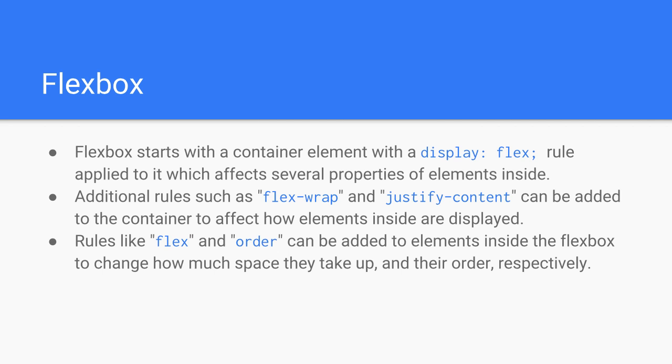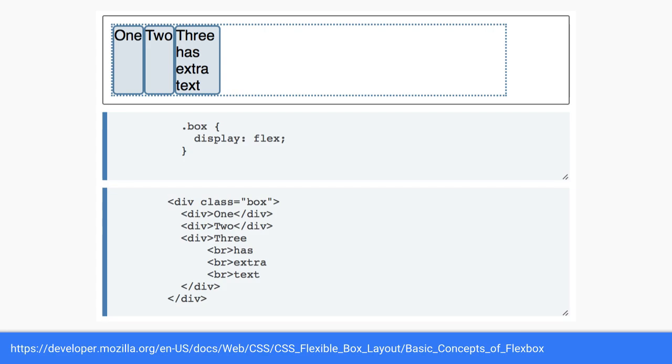So we can do column layouts with Flexbox relatively simply. Here's an example where we've got a div with class box, and inside it we have 3 divs, one of which has some extra text inside of it. If you think about the way this would normally work, each div would get its own line, right? Each div would be on a new line. But if we target the box and say display flex, now everything is inline.